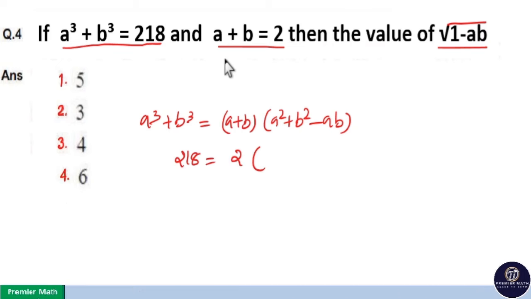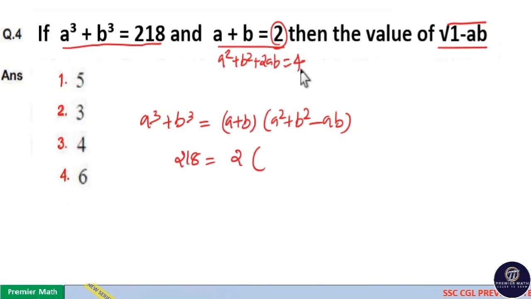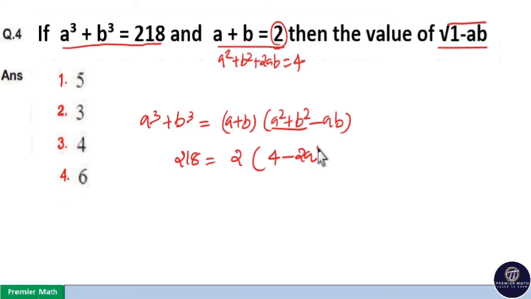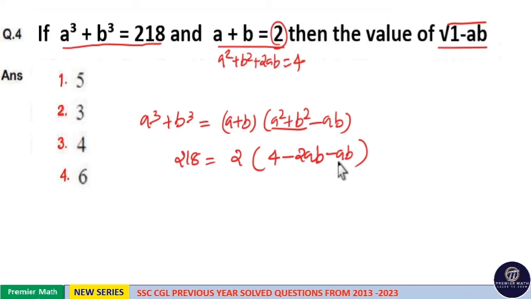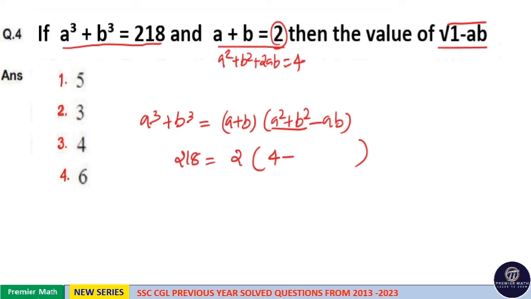Here a plus b whole square means a square plus b square plus 2ab, equal to 2 square, that is 4. Now you can see a square plus b square is equal to 4 minus 2ab. Now remaining is minus ab. So this will become minus 3ab.